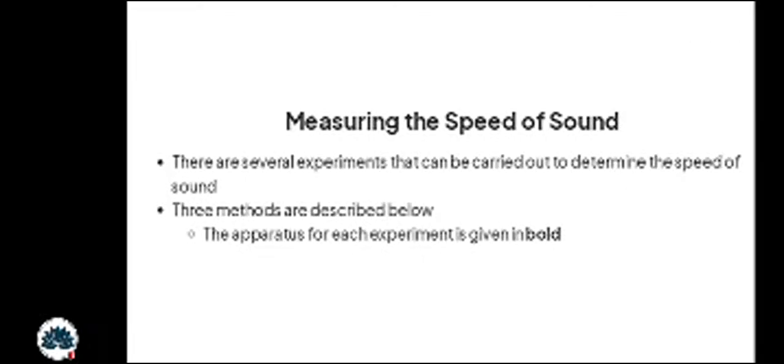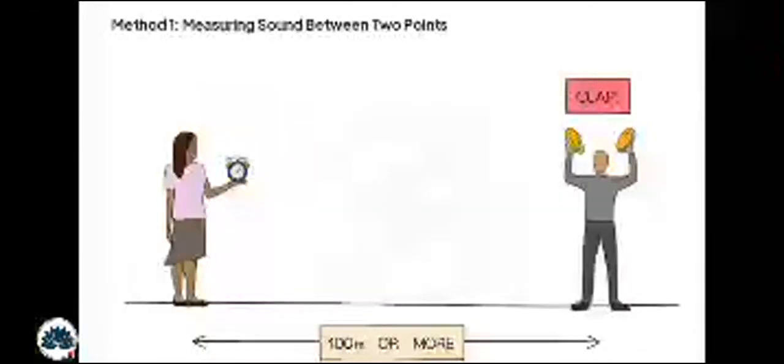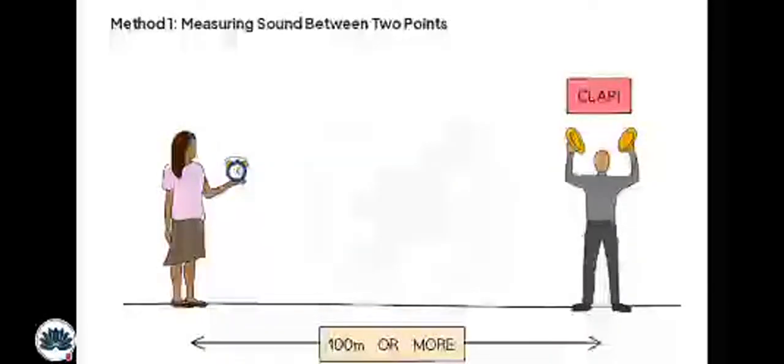Measuring the speed of sound. There are several experiments that can be carried out to determine the speed of sound. Three methods are described below. The apparatus for each experiment is given in bold. Method number one, measuring the speed of sound between 2 points. So this is how you can measure the speed of sound between 2 points.